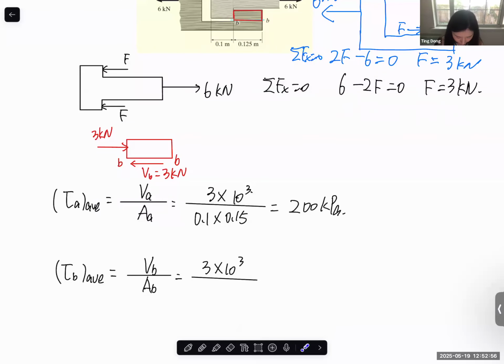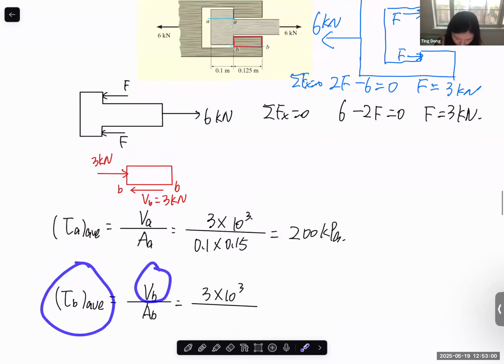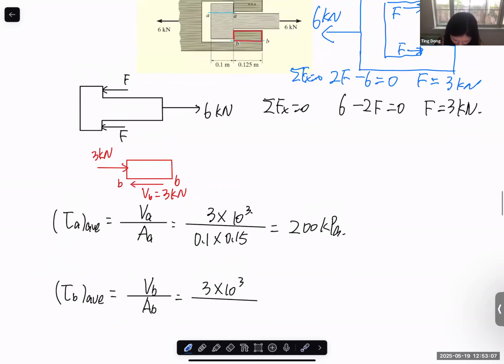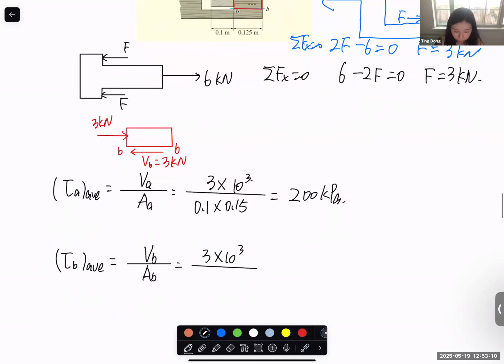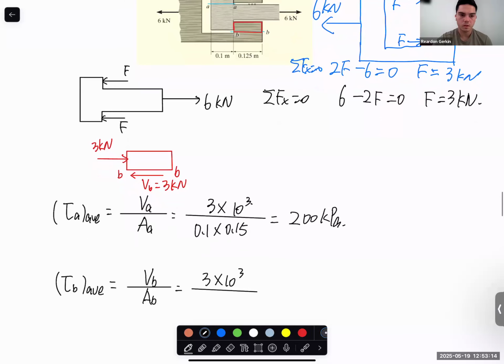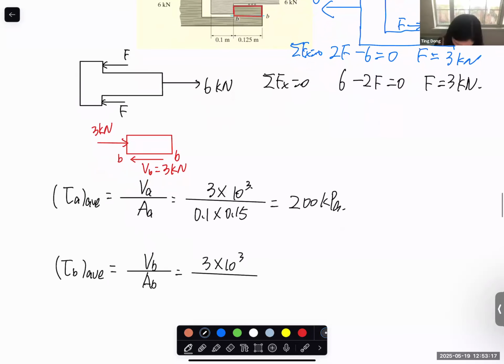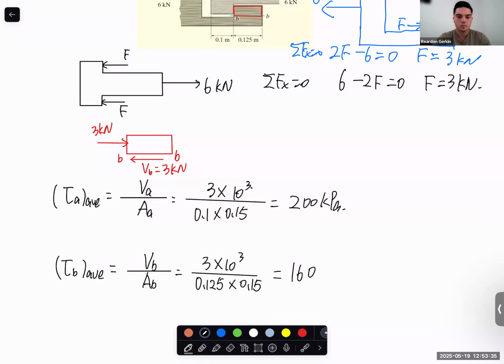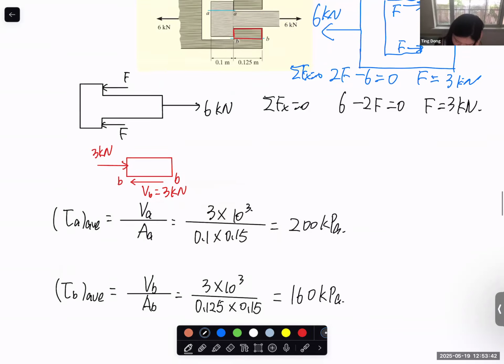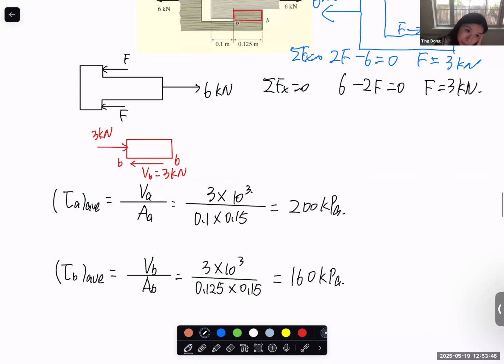Okay, now let's continue with this one. So we have the internal force on the BB plane is 3 kilonewton. What area should we use? 0.125 times 0.15. Yes, thank you. Now we are done for this one. Shear stress, AA plane, BB plane.